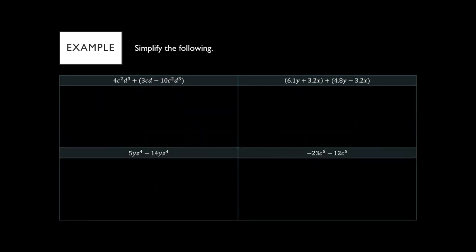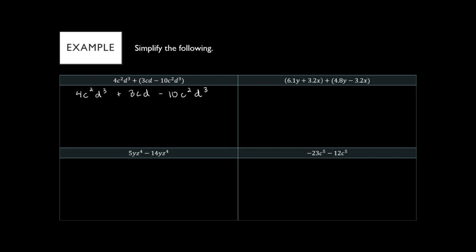All right, so we're going to throw in some other things here. On the top left, we've got 4c squared d cubed plus 3cd minus 10c squared d cubed. And we've got parentheses on just part of it. But because there's no number in front of the parentheses, there's not a minus in front of the parentheses, that is unnecessary. So I can just write this as 4c squared d cubed plus 3cd minus 10c squared d cubed.